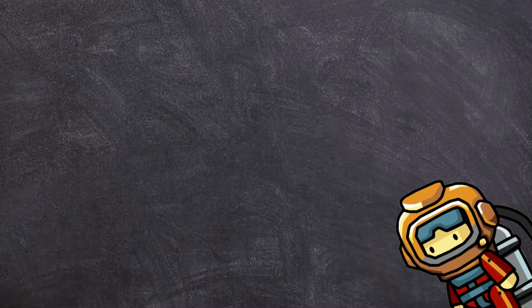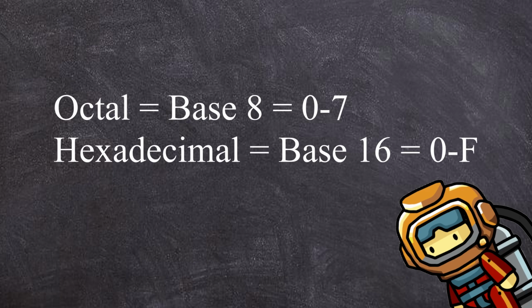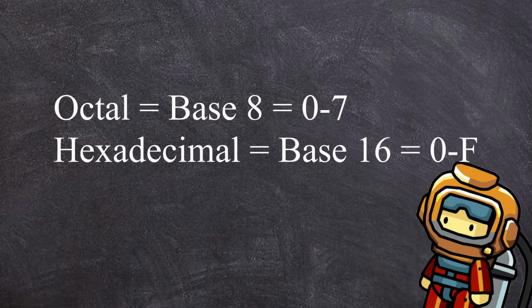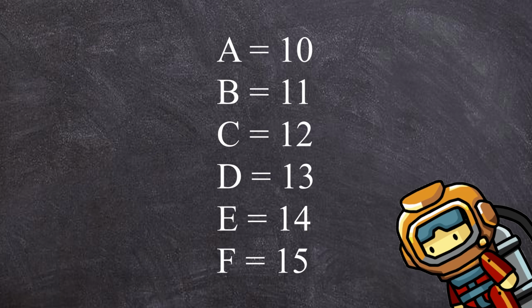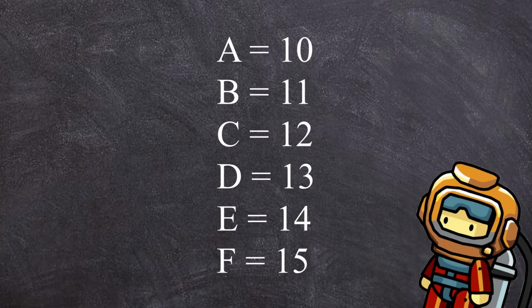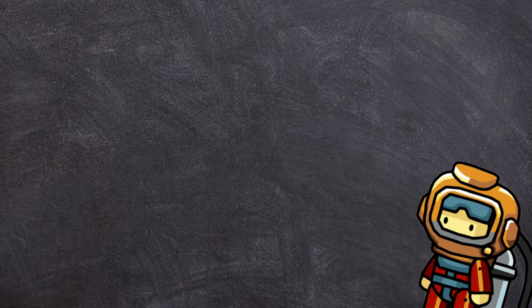First, let's cover basic facts about octal and hexadecimal. Octal is base 8, and hexadecimal is base 16. Octal goes from 0 through 7, and hexadecimal goes from 0 through F. With hexadecimal, you have to be able to fit values above 10 into a single digit, right? So we use letters to determine numerical values. A is 10, B is 11, C is 12, and on up until F, which is 15.